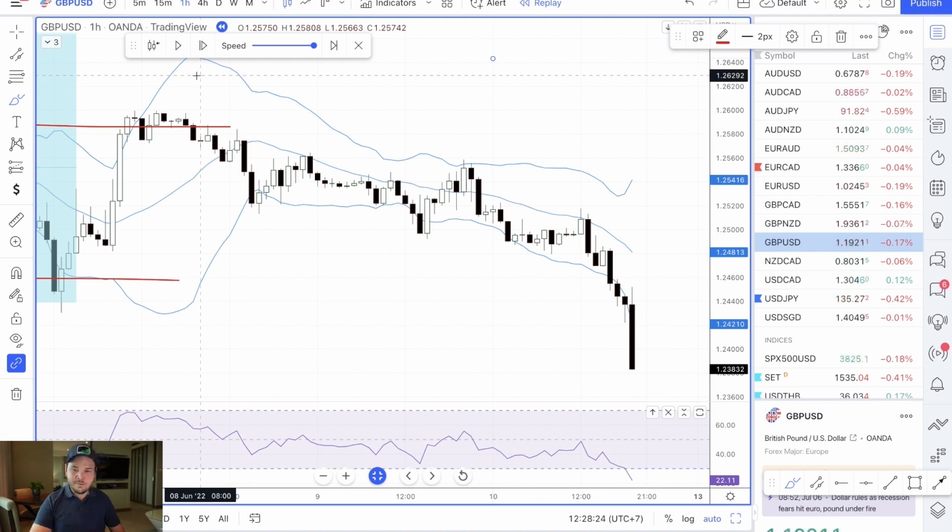Now our rule is very simple. We need to have a break of the range with a candlestick. We have to have a close beyond the range, and then we need to have an RSI break. So here we have the RSI being oversold.